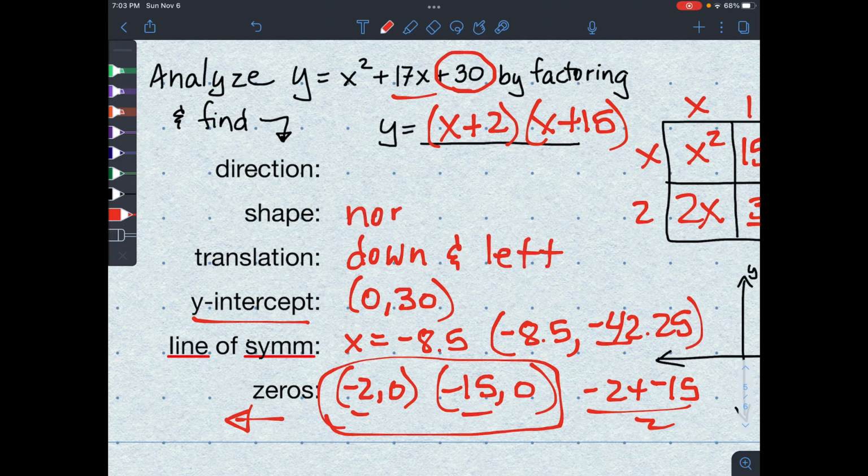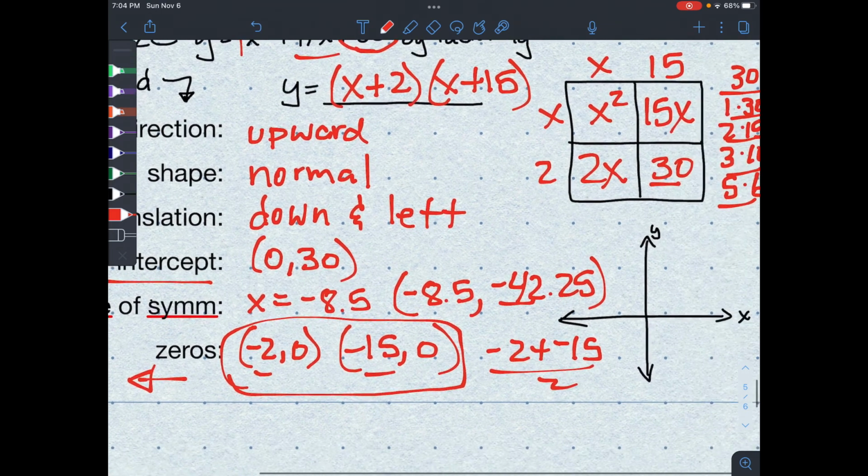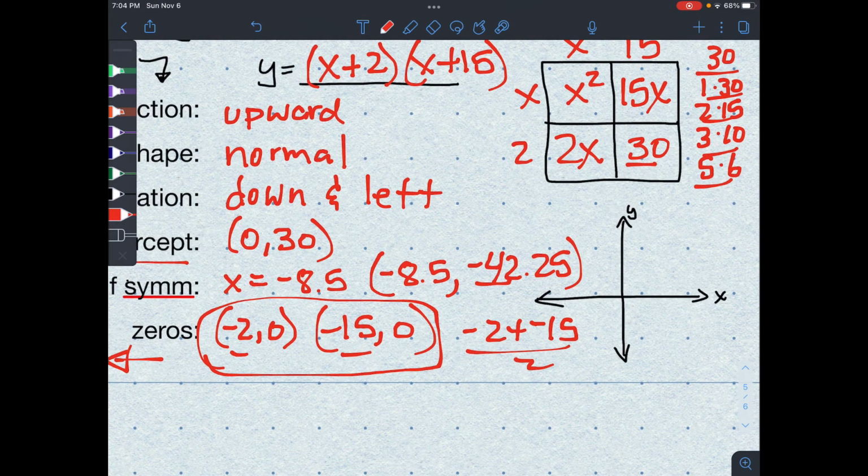The shape is normal because the a value is 1 and the direction is upward because it's positive. So if I have to do a little graph of this, let me get this out of the way. I know that my intercepts are here and here. I know that the graph kind of goes in this direction and it goes upward.